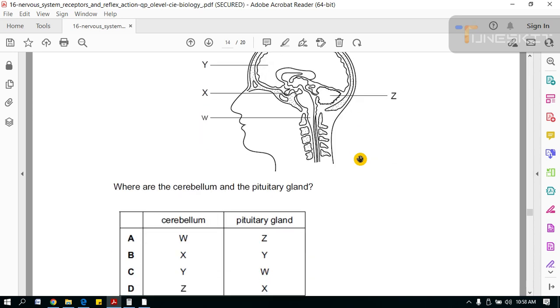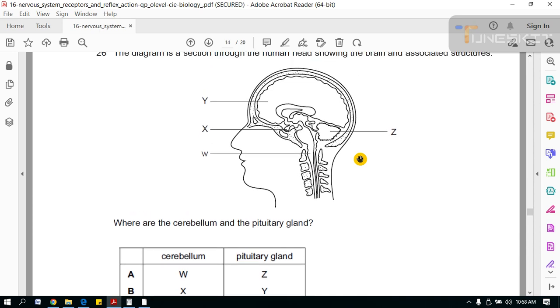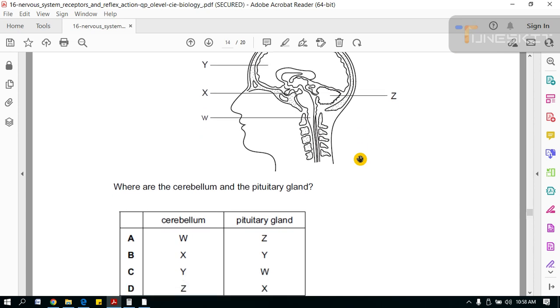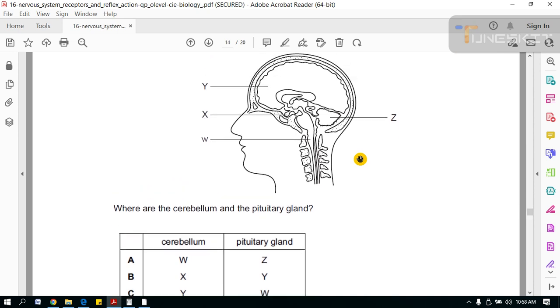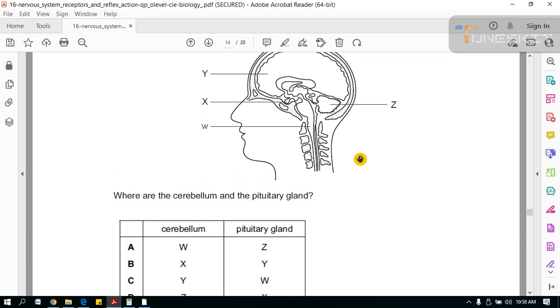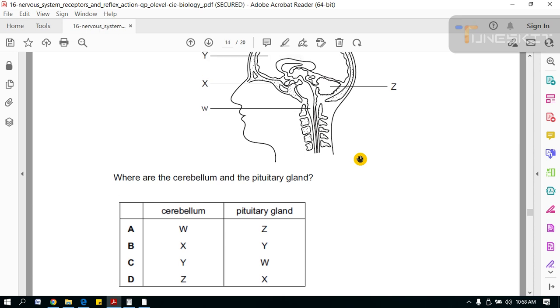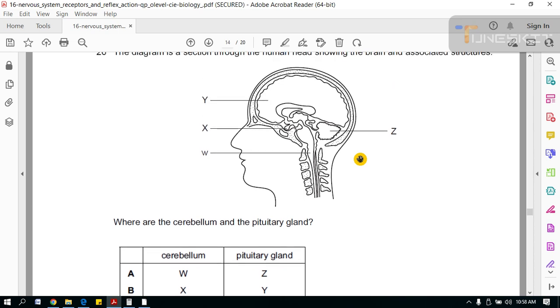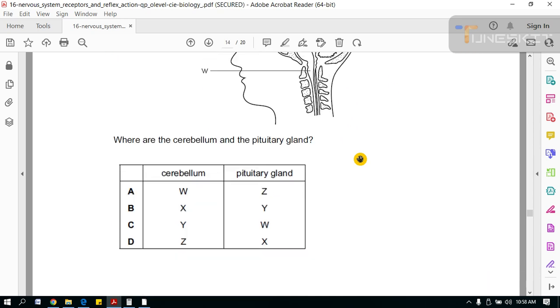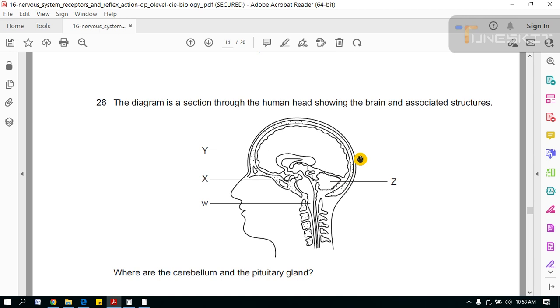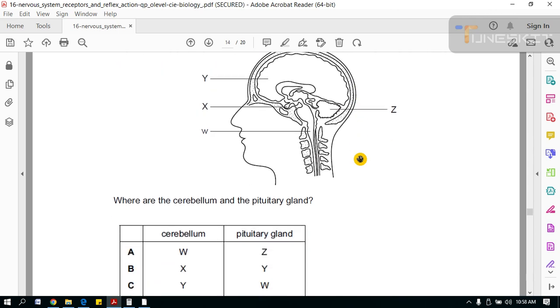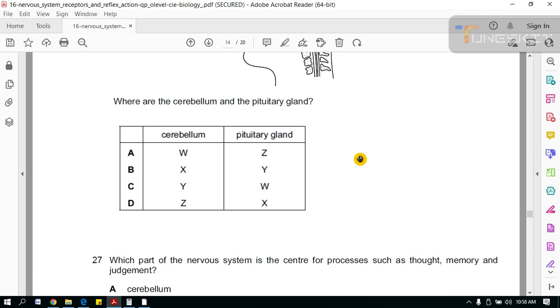So he has asked you the question, where are the cerebellum and the pituitary here? Okay, cerebellum. Where is cerebellum? Is it Y? He's asking about cerebellum. No, that's Z. Okay. And where is pituitary? That is X. You can observe here. So Z is the cerebellum and X is the pituitary gland. So your option D is correct here, ZX.